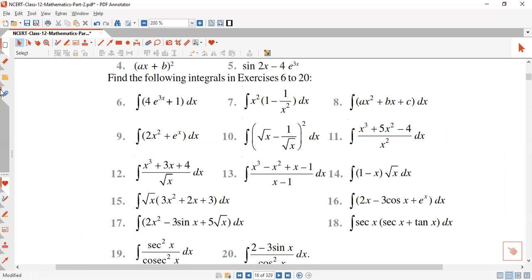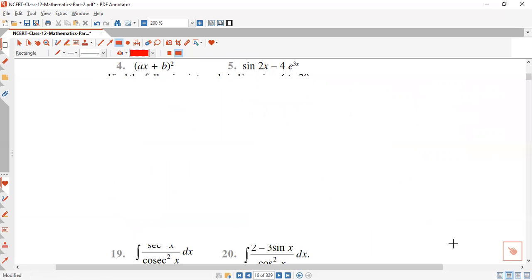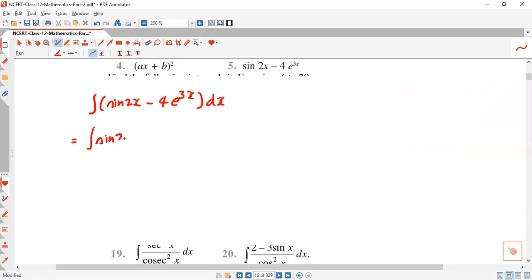Question number 5. You see in this question number 5, again we are interested to find out the integration of this part, sine 2x minus 4 e raised to 3x dx. Separate the terms. We say this becomes integral of sine 2x dx minus 4 times, 4 is a constant taken outside integration, e raised to 3x dx.